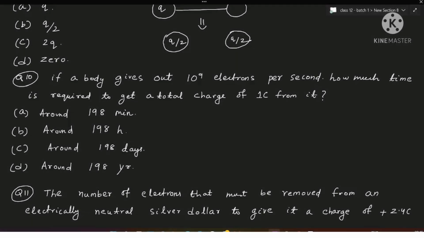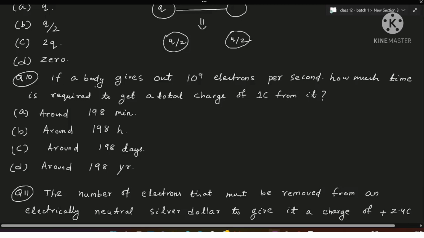Next question. A body gives out 10 to the power 9 electrons per second. How much time is required to get a total charge of 1 coulomb from it? So how to solve this question? It is given that a body gives out 10 to the power 9 electrons in 1 second.